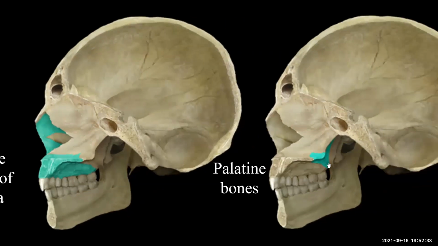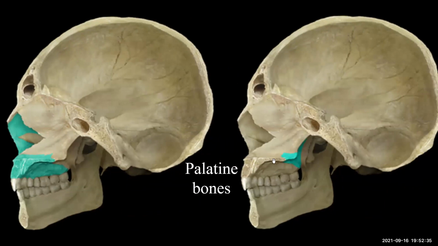And then posterior, behind the maxillary bone, you have your palatine bones. So both the maxilla and the palatine bones make up the roof of your mouth here.